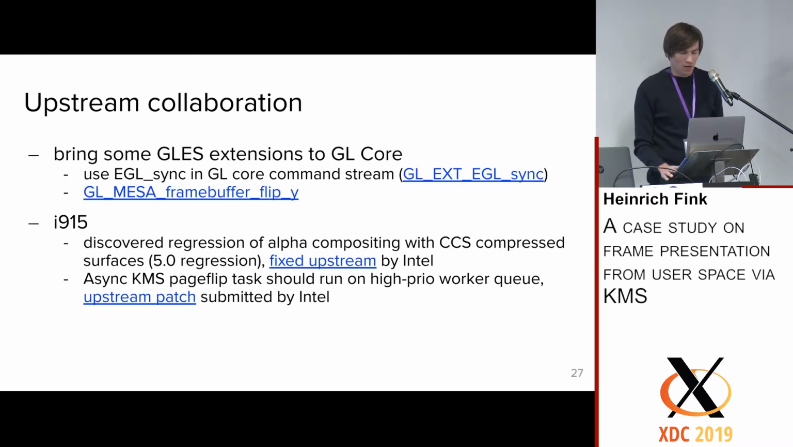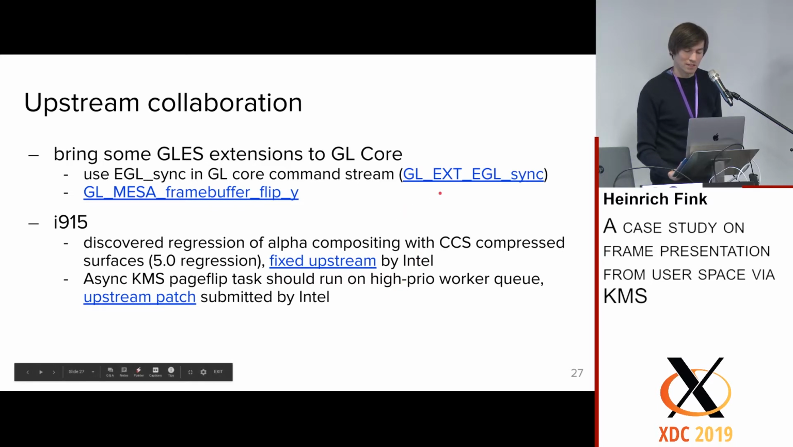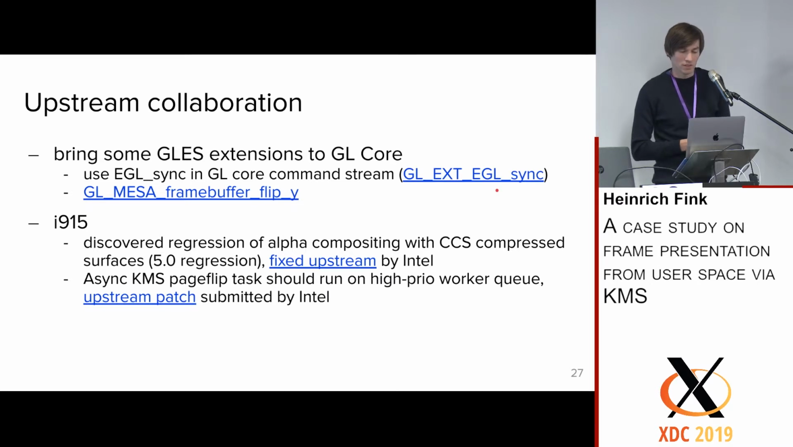Right, there are a few other smaller upstream collaborations that we did along this project. There are some OpenGL ES extensions that we wanted to use in OpenGL Core. So there's one new extension, GLX EGL Sync, which allows you to use EGL Sync objects in GL Core as well. And another one was to use the framebuffer flip Y extension in GL Core, which is necessary if you manage swap chains explicitly with OpenGL because of the conflict of the different coordinate systems.